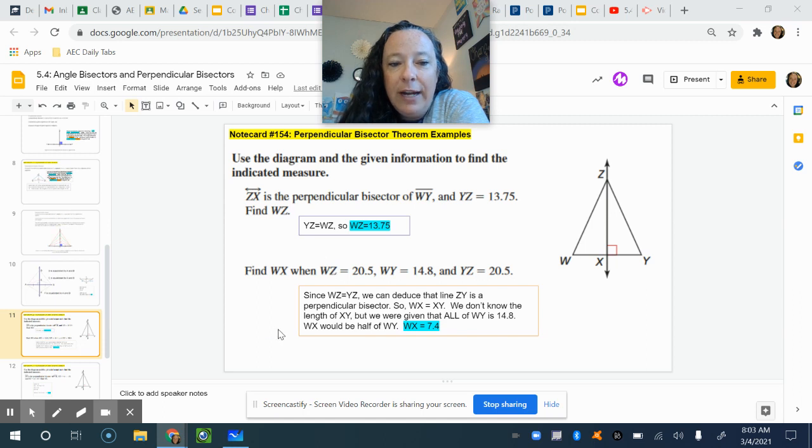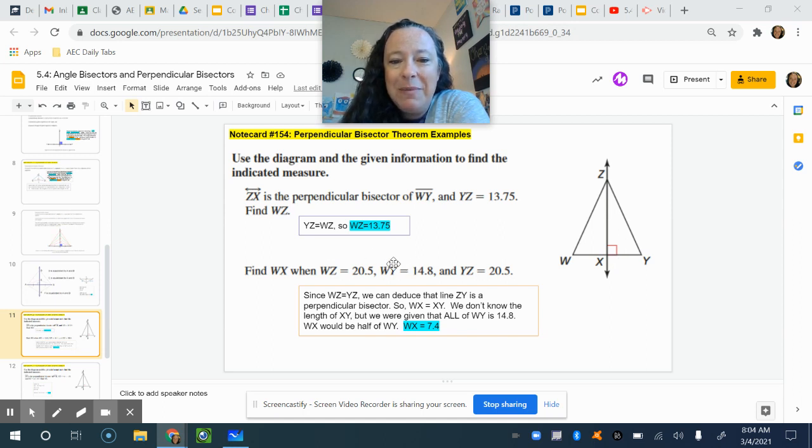Then a whole new scenario, find WX, so this little part right here, when WZ is 20.5, YZ is 20.5, so these are equidistant. So I know that this is a perpendicular bisector. So I know that WX right here and XY are congruent.